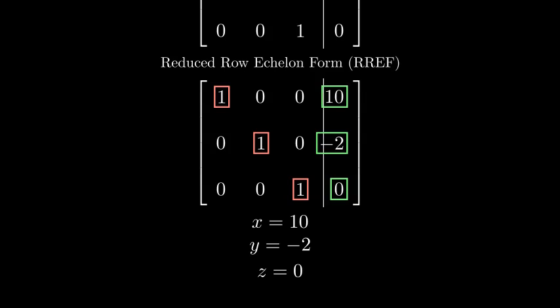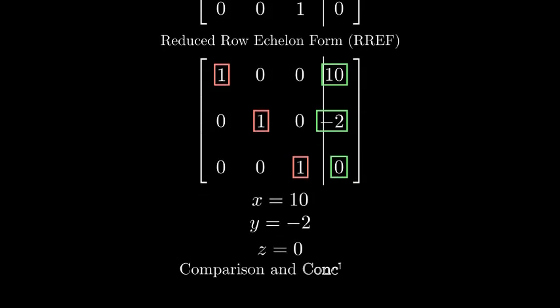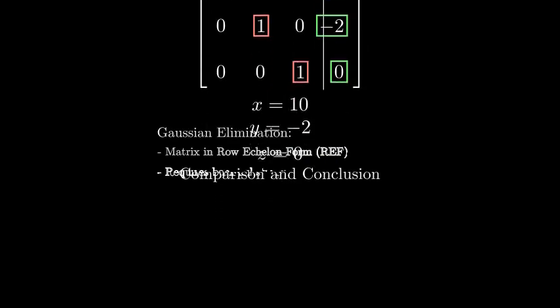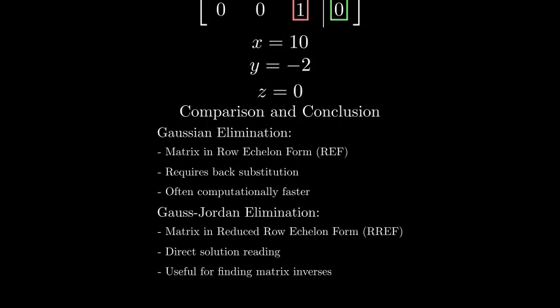From our reduced row-echelon form, we can clearly see that x equals 10, y equals -2, and z equals 0. This matches the solution we found earlier using Gaussian elimination and back substitution. Let's compare Gaussian and Gauss-Jordan elimination. Gaussian elimination transforms the matrix to row-echelon form and requires back substitution to find the solution. Gauss-Jordan elimination transforms the matrix to reduced row-echelon form, allowing the solution to be read directly.